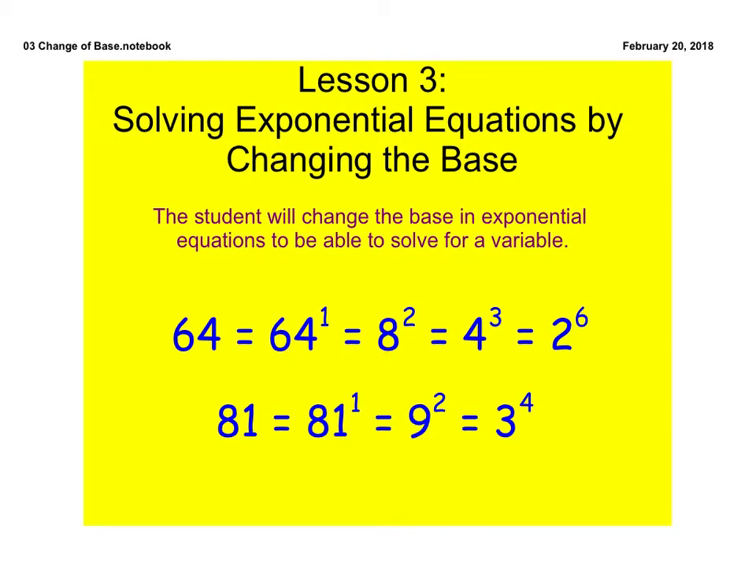So the base originally was 64. Now it's 8 with an exponent of 2, or it's 4 with an exponent of 3, or it's 2 with an exponent of 6. So 64 could be written in any of these three forms. And so any of those three would be just an example of changing the base, but having the equivalent number. So for example, 81 to the first could be written as 9 squared or 3 to the fourth. So you can change the base and you can manipulate it algebraically in order to solve an equation. So that's what we're going to do.